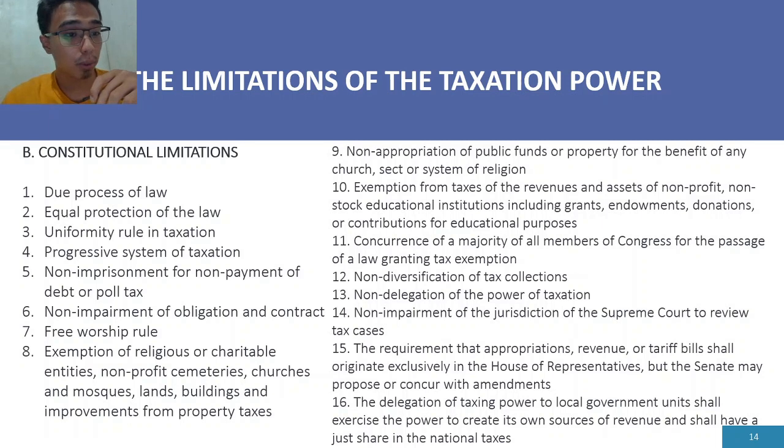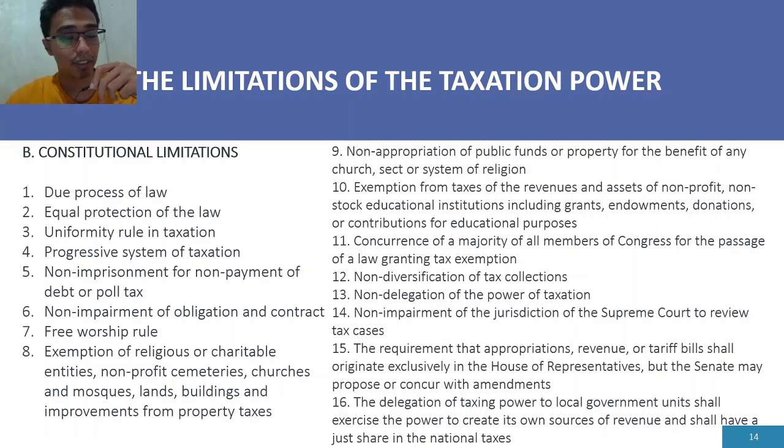Number 1, due process of law. No one should be deprived of his life, liberty, or property without due process of law. Tax law should neither be harsh nor oppressive. So yun, that is the explanation for due process of law.